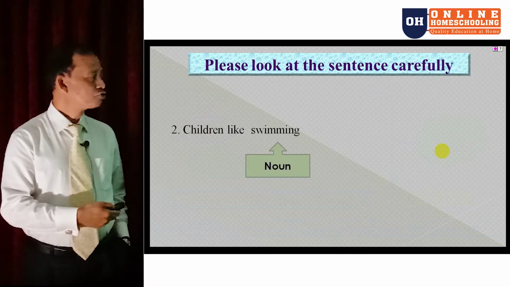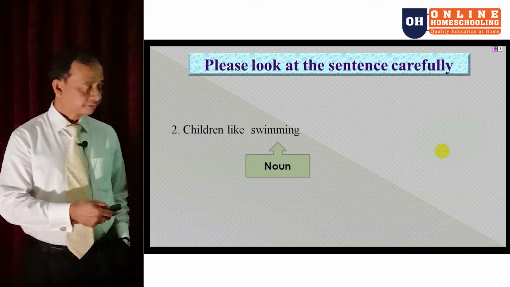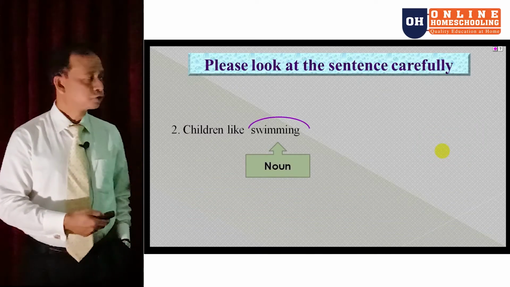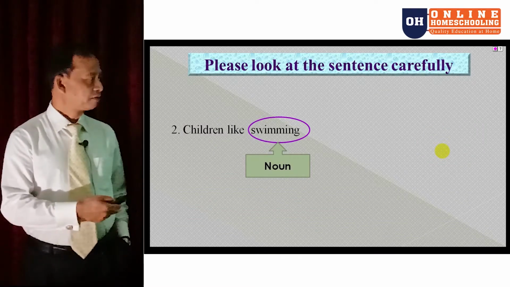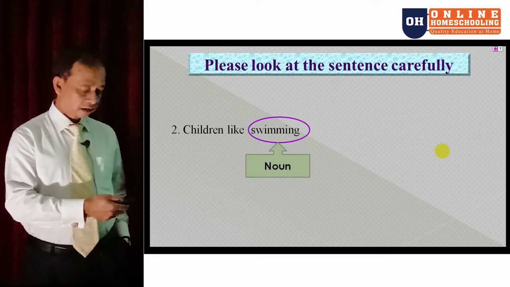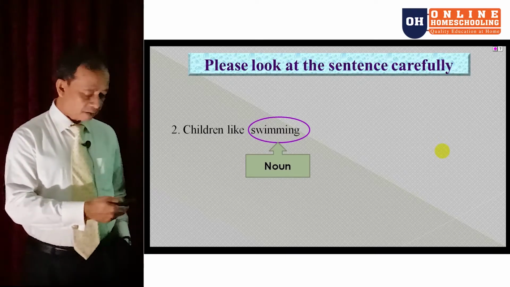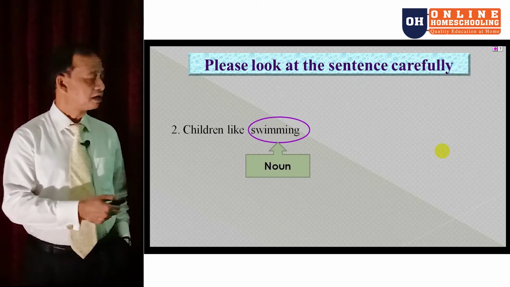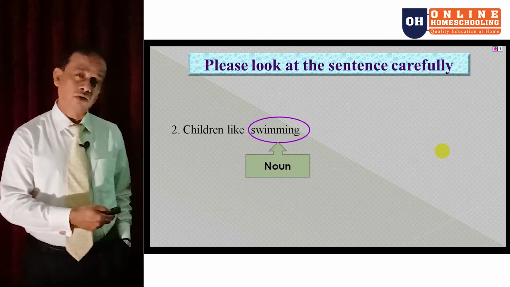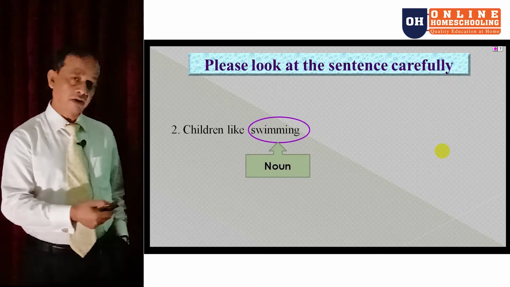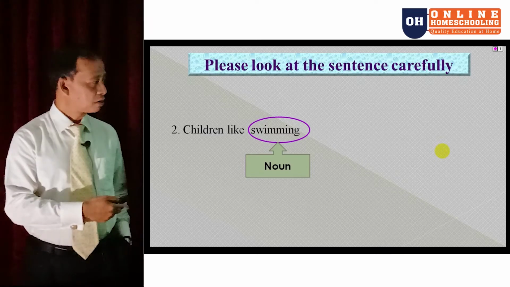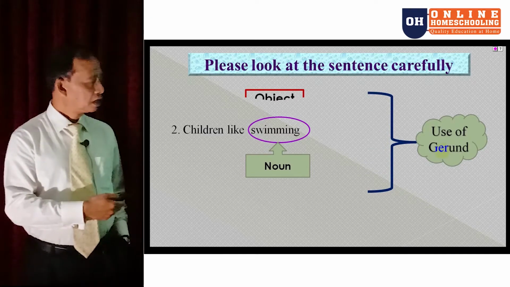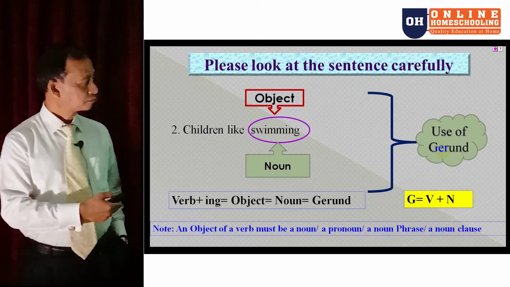Dear students, children like swimming. Children like swimming. Okay, fine. Now swimming, look, what is this swimming? What type of parts of speech is swimming here? Swimming is obviously a noun. Now ask the question, why is swimming a noun? I am showing you why it is a noun.